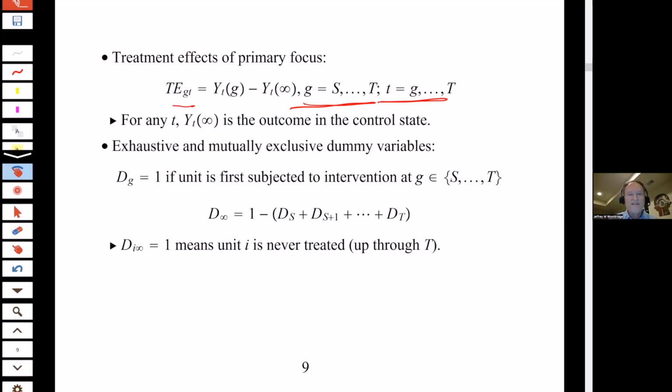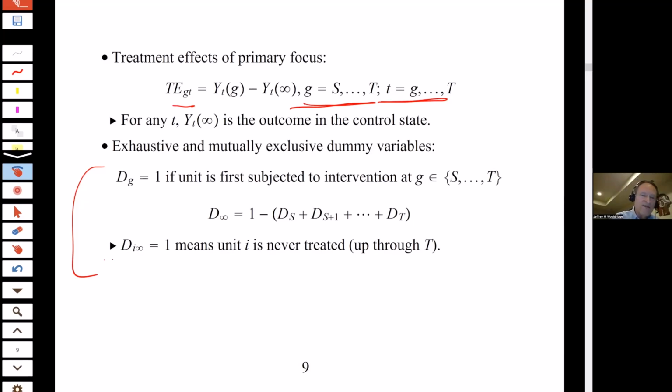Then we need to define cohort dummies. This is analogous to what Chuck was talking about. These indicate whether you're ever treated, so these do not vary over time, and what is the first period that you're subjected to the intervention. So this is not the time varying treatment variable. This is just indicating cohort.